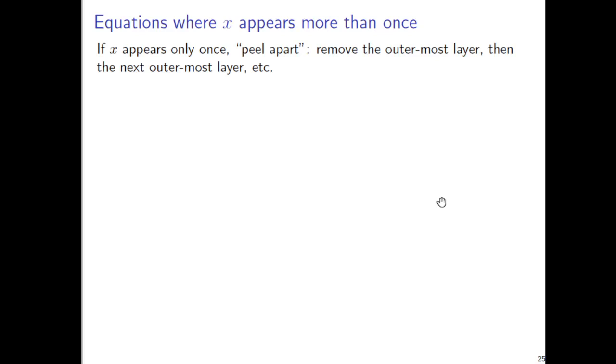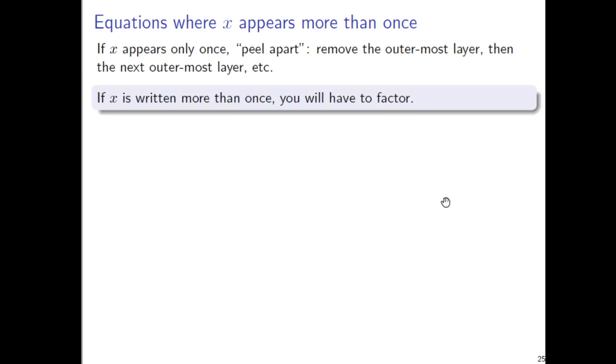If x appears only once in your equation, think about peeling apart. That is, remove the outermost layer. What's the last operation that occurs? And then the next, you just keep unshelling the onion in a sense. Now, if x is written more than once in your equation, you're going to have to factor.